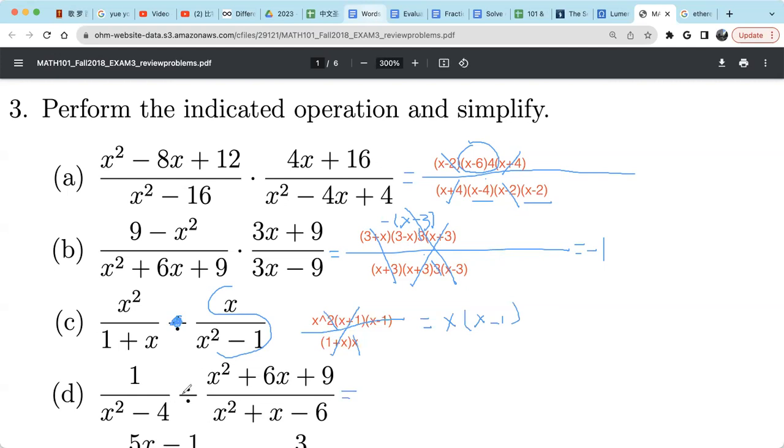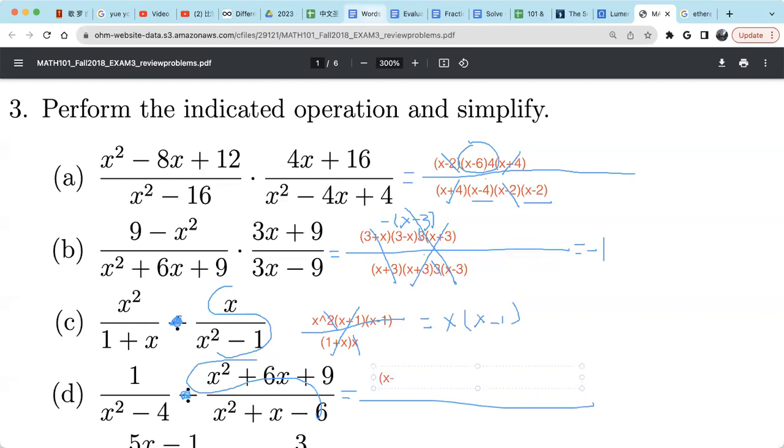Similar. We're going to change this multiplication into division, then flip the numerator and denominator. The numerator was factored as 1 times anything. The x squared plus x minus 6 is in the numerator now.